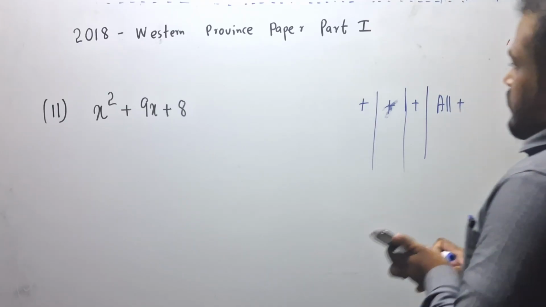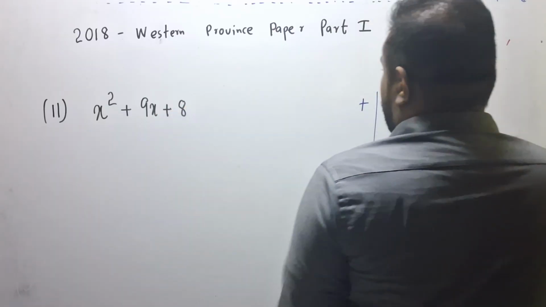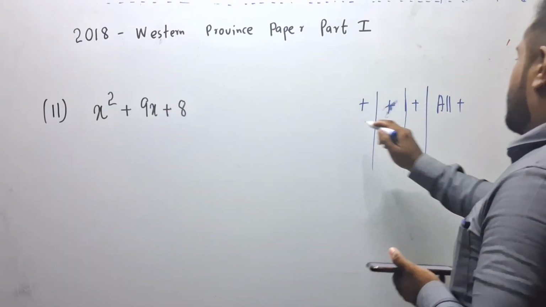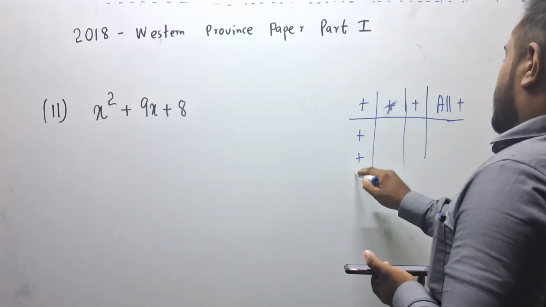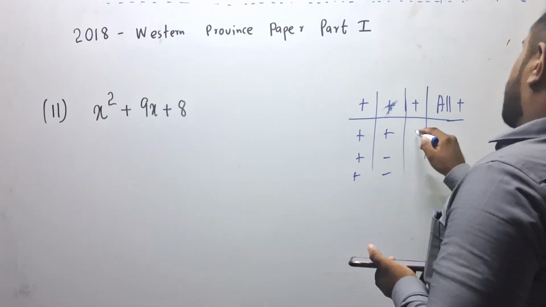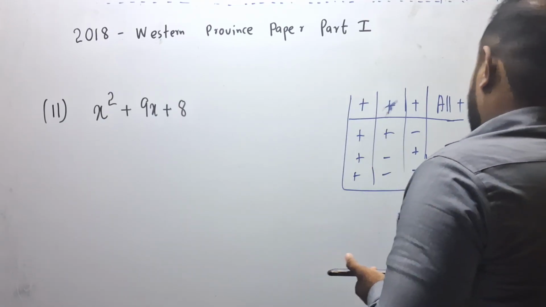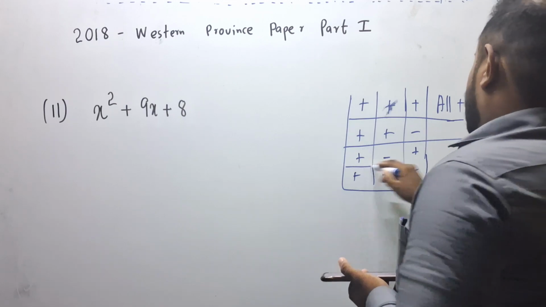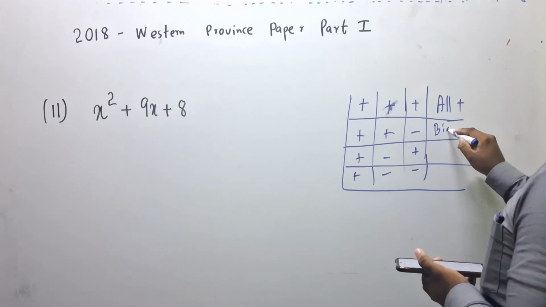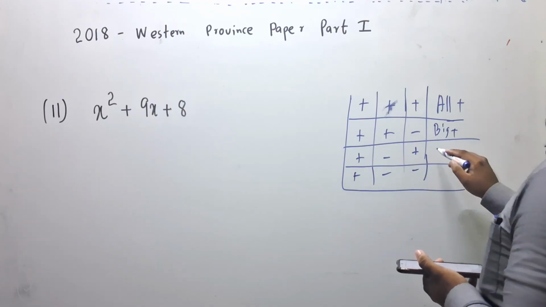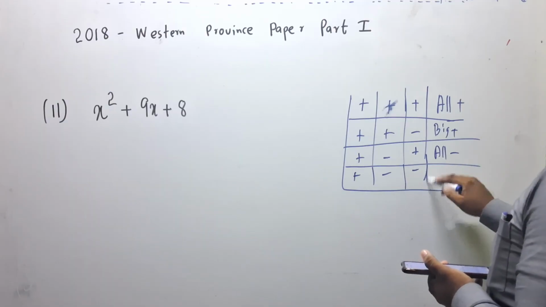Okay. If x squared term, x term and constant term are all plus, all factors are plus. Plus plus plus, plus plus minus, plus minus plus, plus minus minus. If plus plus minus appears, the reason is big plus. Plus minus plus appears, the reason is all minus. Plus minus minus appears, the reason is big minus.